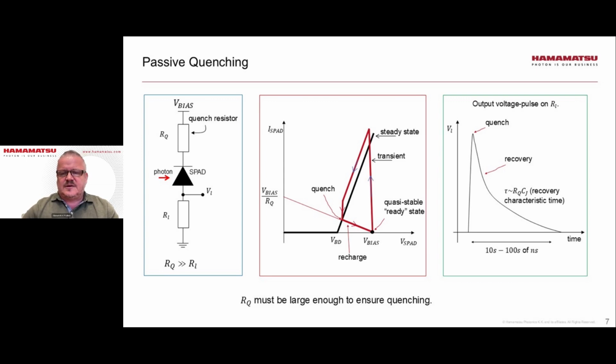From the load resistor, I have obtained the resulting voltage pulse. It is characterized by a very, very short rise time, a peak, and then slower recovery. The recovery time is controlled by the quench resistor and junction capacitance.